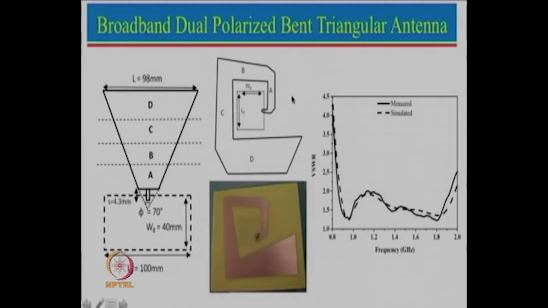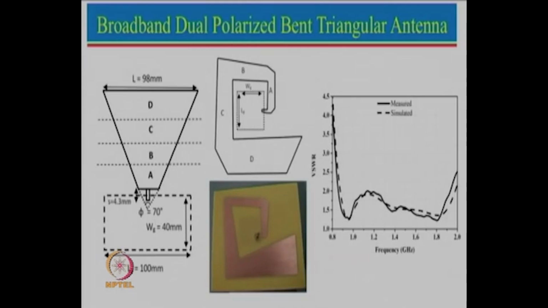So, let us say this is radiating like this, then this radiating like this, and this radiating like this here. So, we are getting both horizontal as well as vertical component. So, let us see here the result.